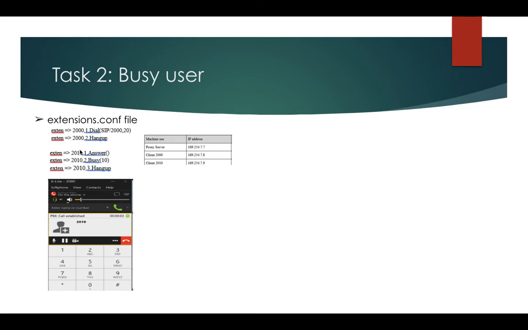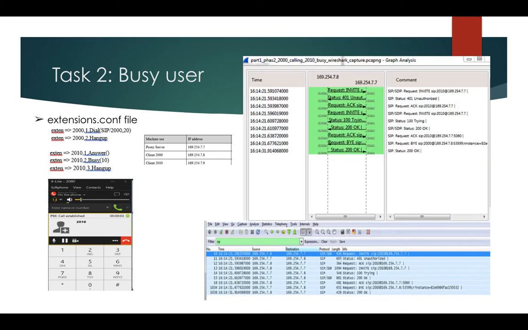This is achieved due to the busy extension right here that you have to add to the extensions.conf file. And here's the screenshot of the captured logs where we can see that the INVITE message is sent, and then the response is the 401 Unauthorized, which is due to the busy condition we added here. And then everything else is pretty much similar to the process before.